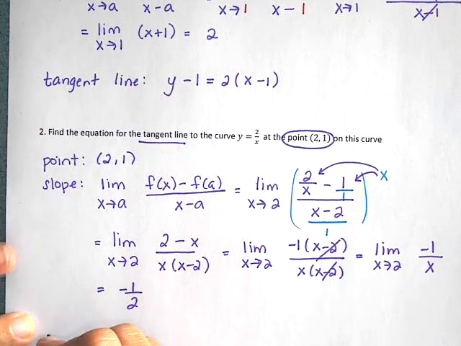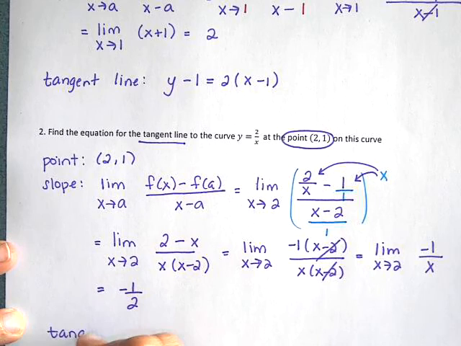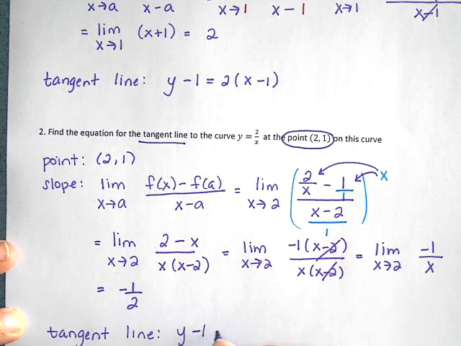That's my slope, which means my tangent line would be y minus 1 equals negative 1/2 times x minus 2.